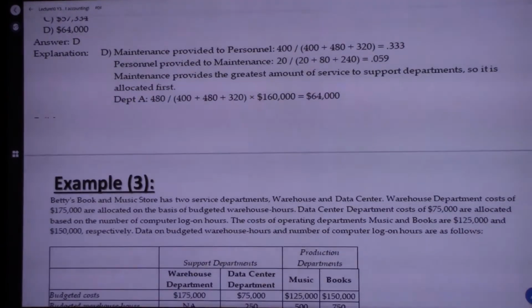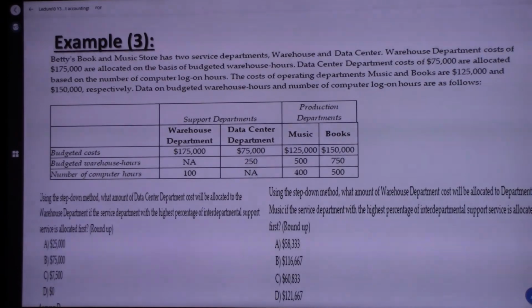In example number 3, I have the same idea. You have 2 support departments and 2 production departments. The support departments are the warehouse department and the data center department. The production departments are the music department and the books department. The budget costs for the departments are 175,000 for warehouse, 75,000 for data center, 125,000 for music, and 150,000 for books.